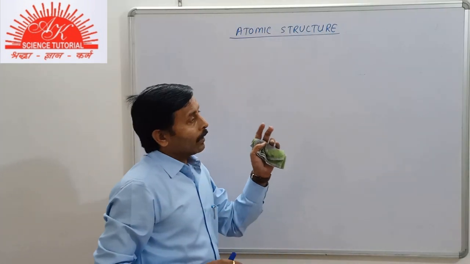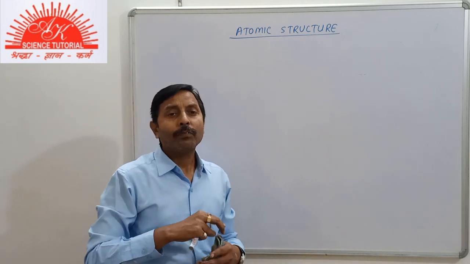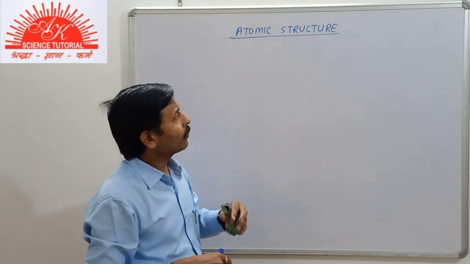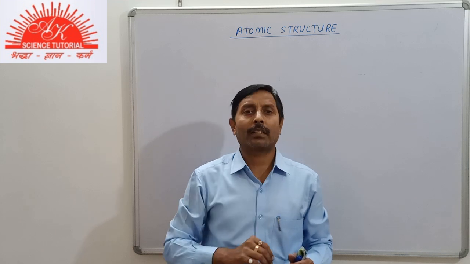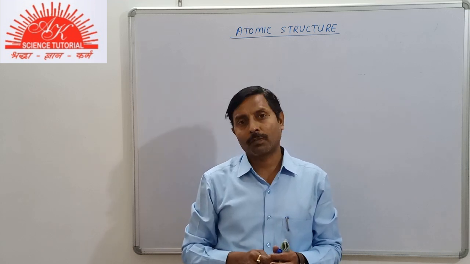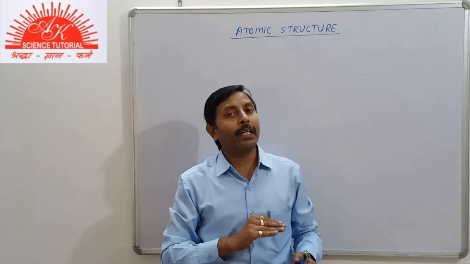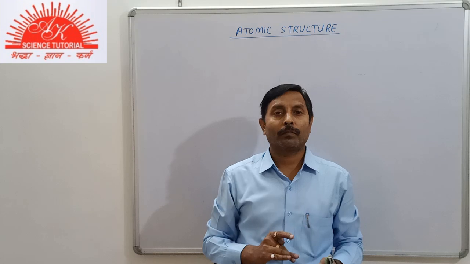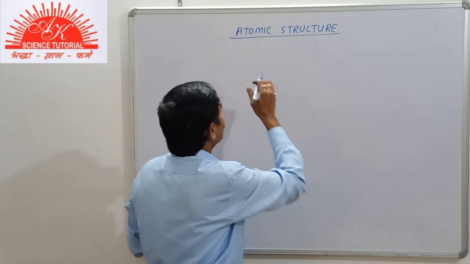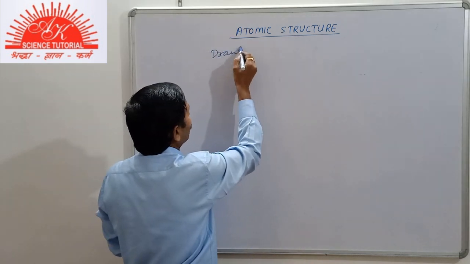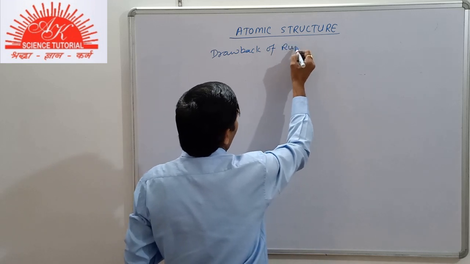Students, after the discovery of the nucleus by Rutherford, more aspects were studied, and it was found that there is some demerit of Rutherford's model. And what was it? He was unable to explain the stability of an atom. How is the atom stable? This is the drawback of Rutherford's model.